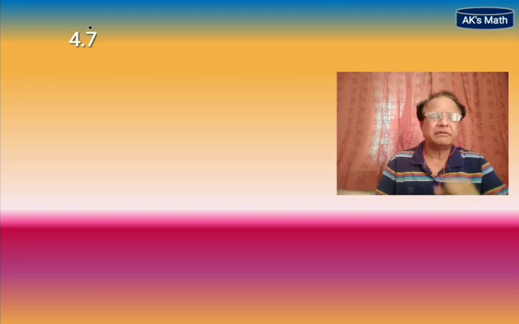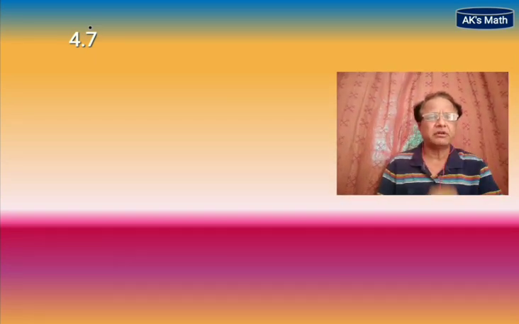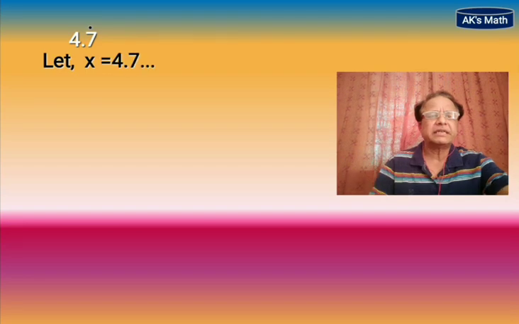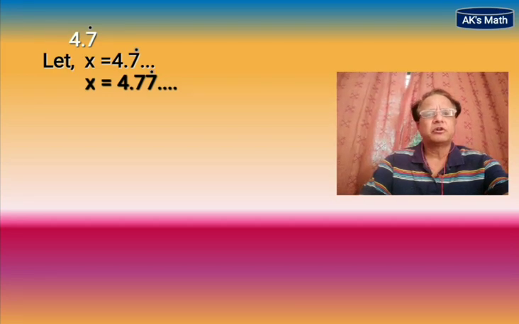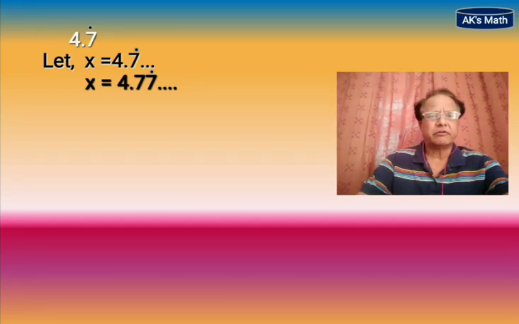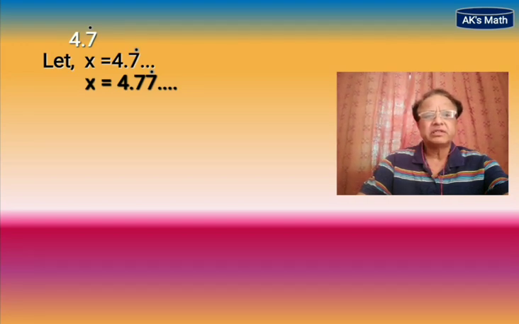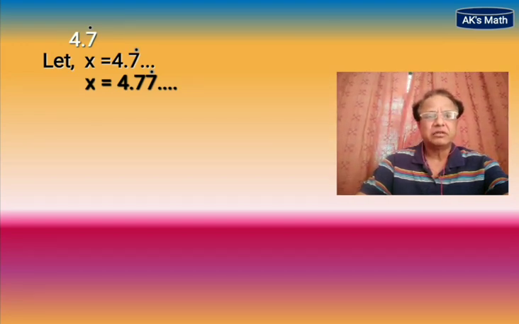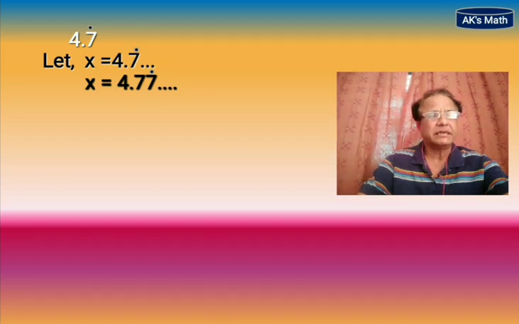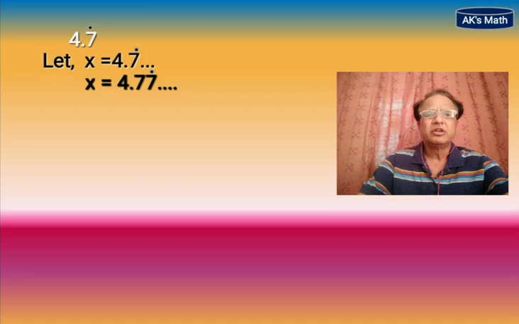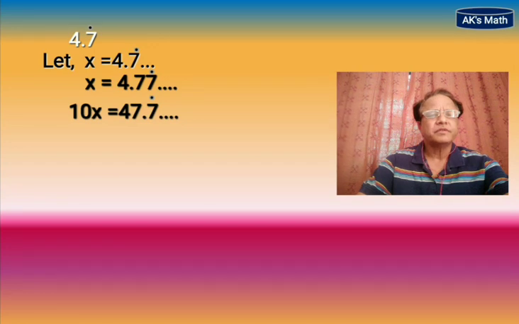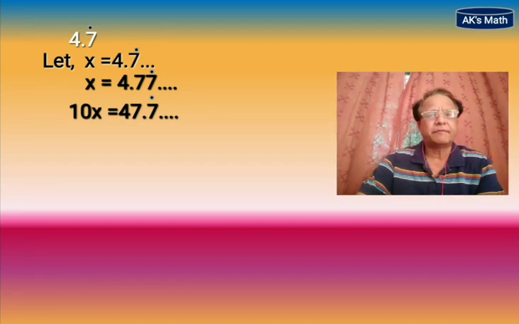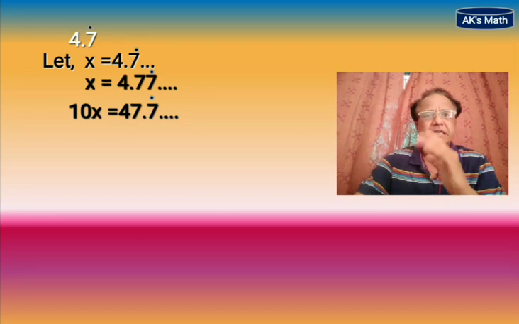Look at one more example. 4.7 bar. Now 4.7 dot means only 7 is occurring so many times. So look at the same type of example. I will just write the lines here. 4.7 bar, so 4.7 dot. Therefore we have to take one more 7, as I said to you: 4.77 dot. Now, only one digit is occurring repeatedly, so we have to multiply by 10. So multiply by 10. 10x is equal to 47.7 dot.